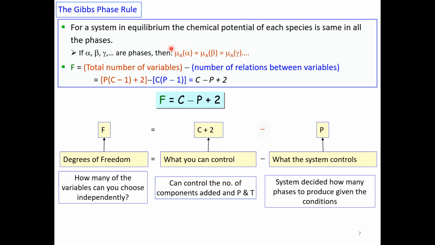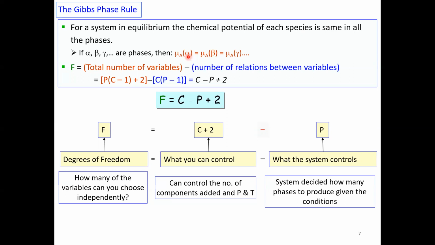So such a constraint on chemical potentials can be written for all the components present in the system. All right. So what is the degree of freedom available to you? That depends upon the constraints you have. So with this constraint, for a particular component, you can write P-1 constraints, right?